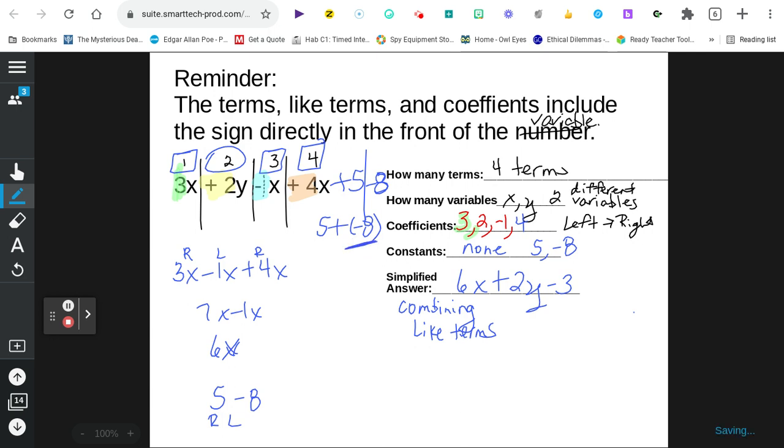So again, very important when you're listening to these things to catch the sign in front. If it's a minus sign, treat it as a negative number or negative coefficient. If it's a plus sign, treat it as a positive number or positive coefficient when you're listing them, okay?